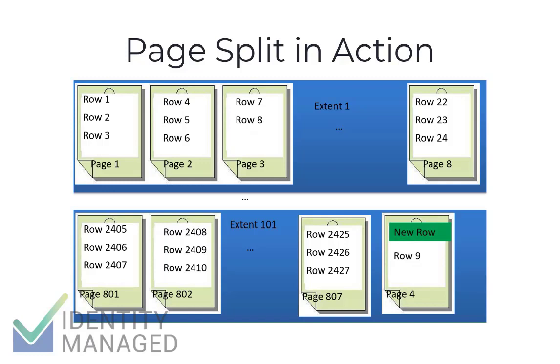But now page 3 and page 4 are far apart. Extent 101 wasn't full yet. It only had up to 7 pages. There was room there for another page. So now instead of being perfectly in order, page 4 is way out of order. This is known as external fragmentation. To track how often this happens, you can see the performance counter, SQL Server Access Methods, Page Splits per second.